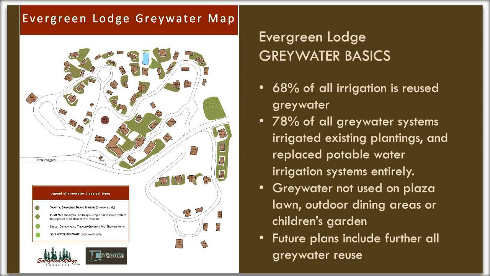And this is what it looks like. This is just the zones on a real gross scale of where the graywater was put. I should note two-thirds of all the irrigation there is graywater. We still do have some potable water systems. About 78% of all the graywater is irrigated for existing plantings. There were some plantings we added just because we put graywater in. We didn't use it on the lawn or on the outdoor dining or children area.